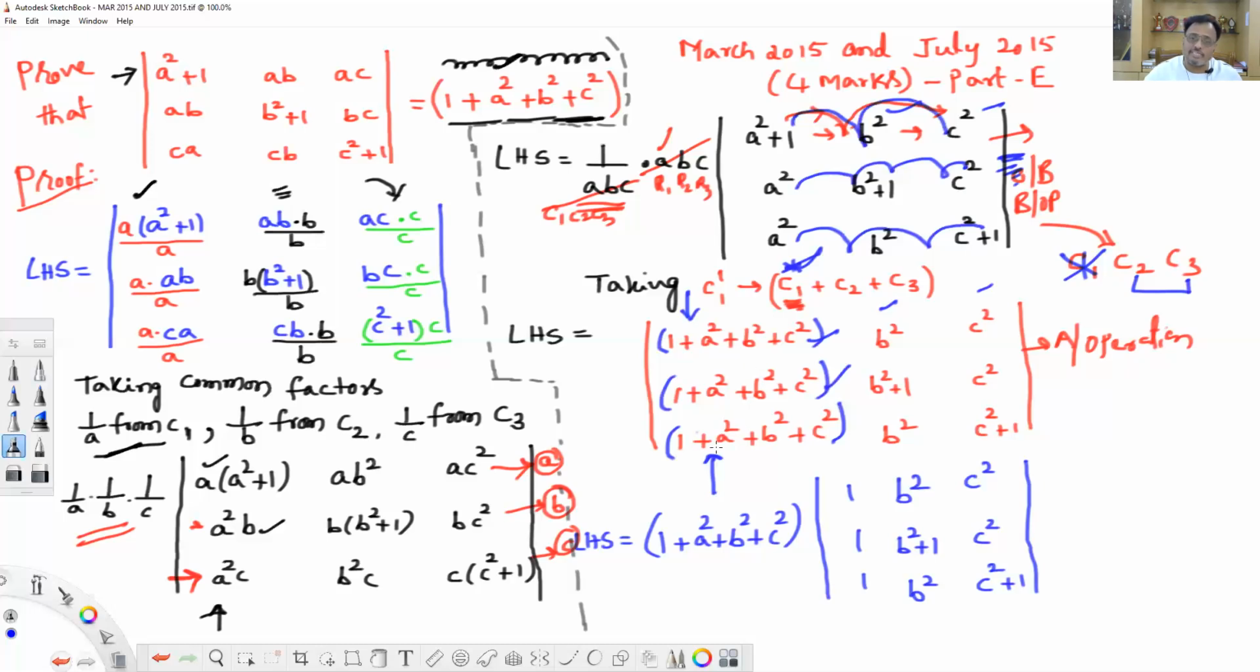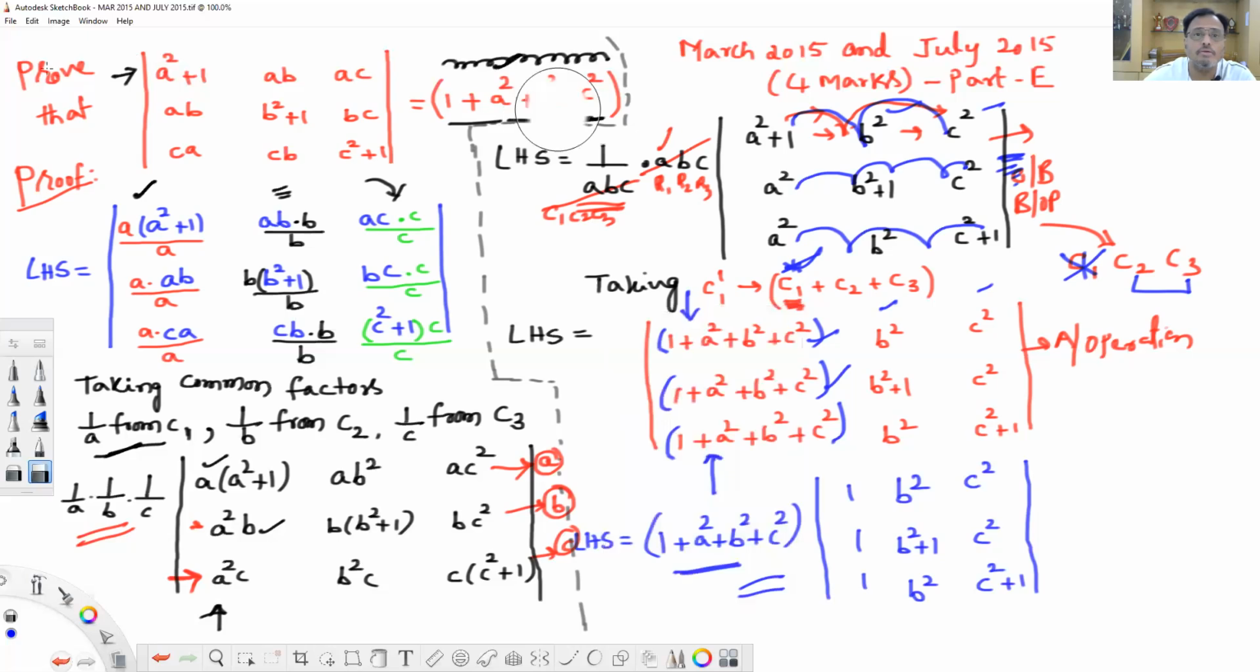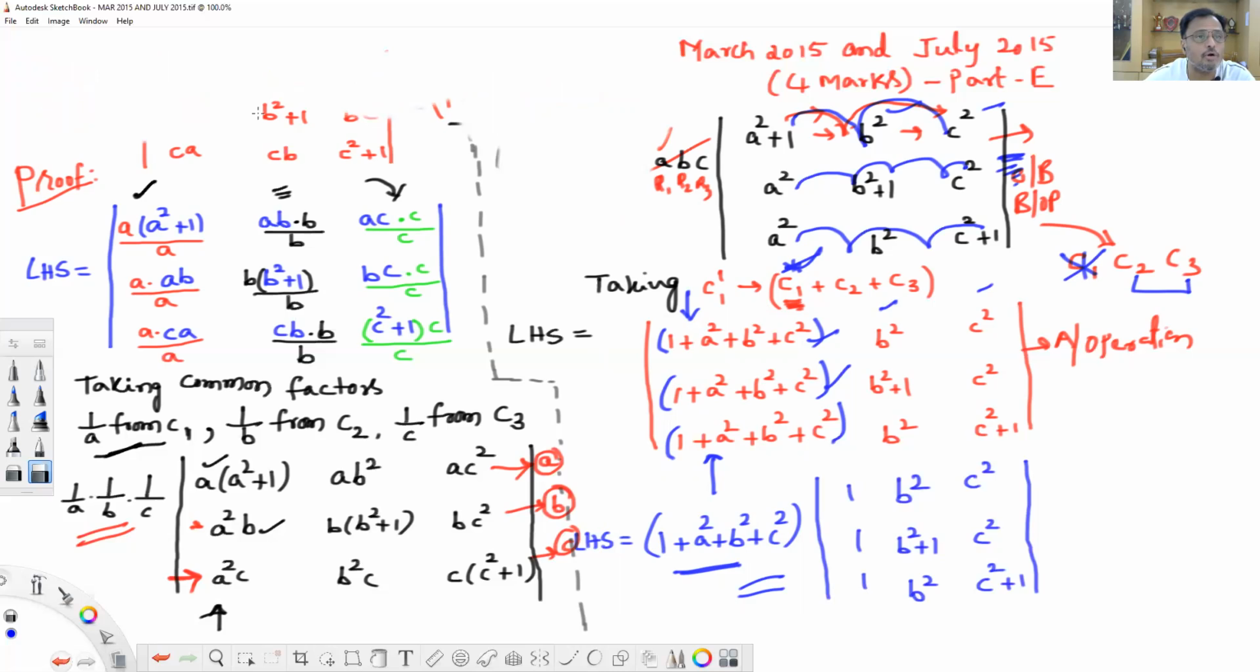So you take the first column's common factor outside. First column common factor, that is you get 1, 1, 1, then B square plus 1, B square. Second column and third column remain the same. Now, till this we got it. Now I'll show you how to go for the remaining final completion of this. 1 plus A square plus B square plus C square is the answer you have to get. I think you have written this.